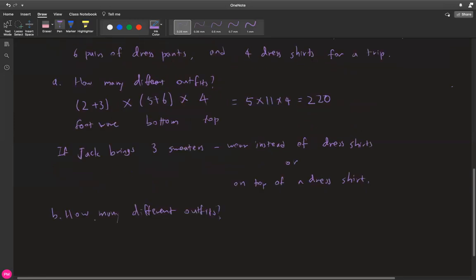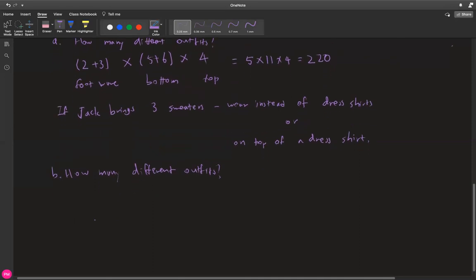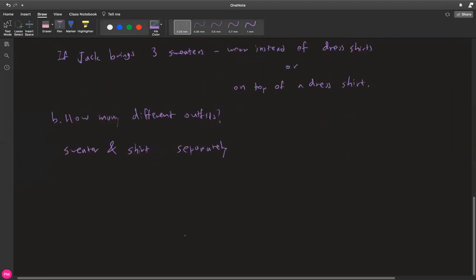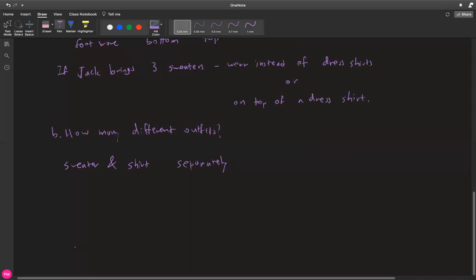So let's actually do that in 2 different scenarios. Let's say sweater and shirt separately. And let's look at the case where they are together.